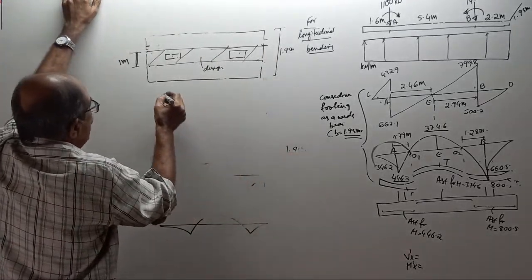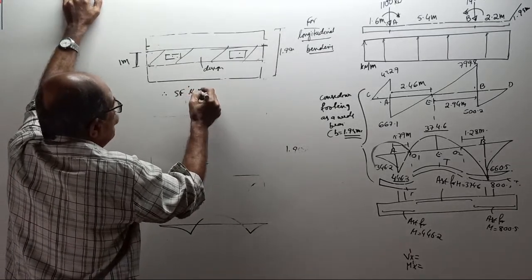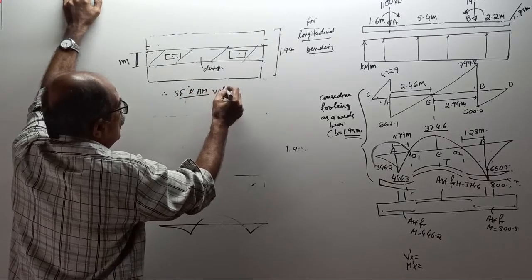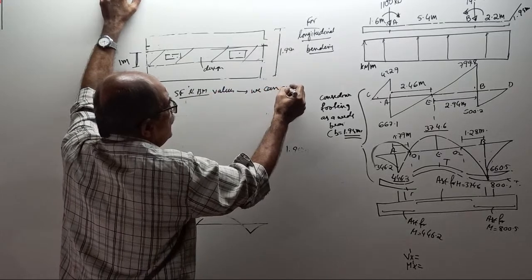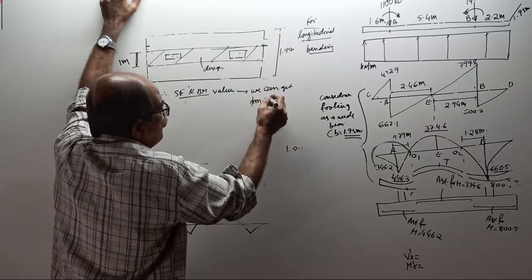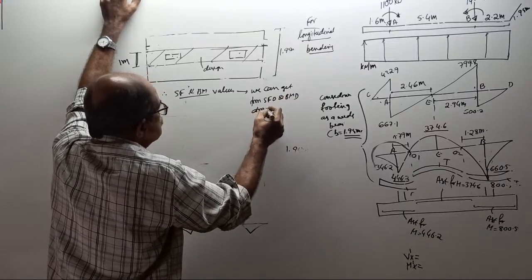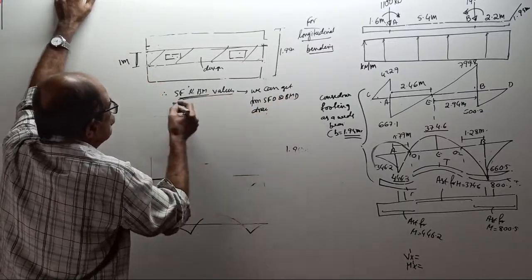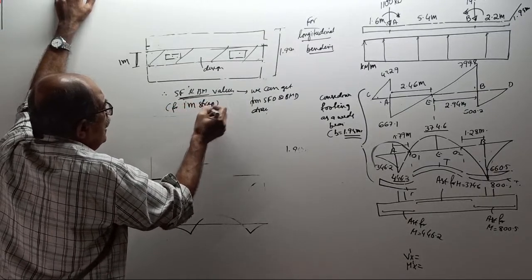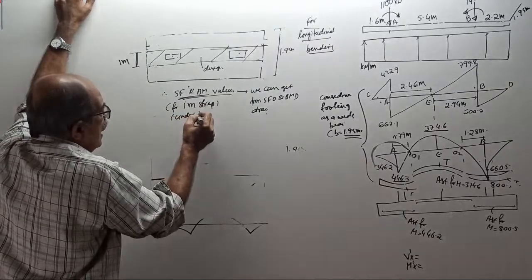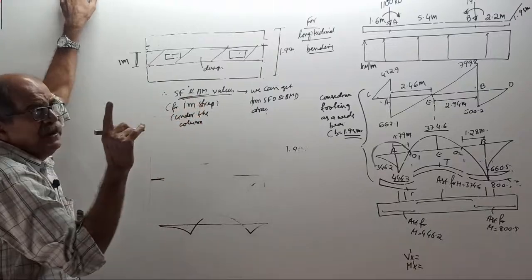What do you do? Therefore, SF and BM values can be obtained from the SFD and BMD drawn, SF and BM values for the 1 meter strip under the column, running under the columns. I will not repeat once again.